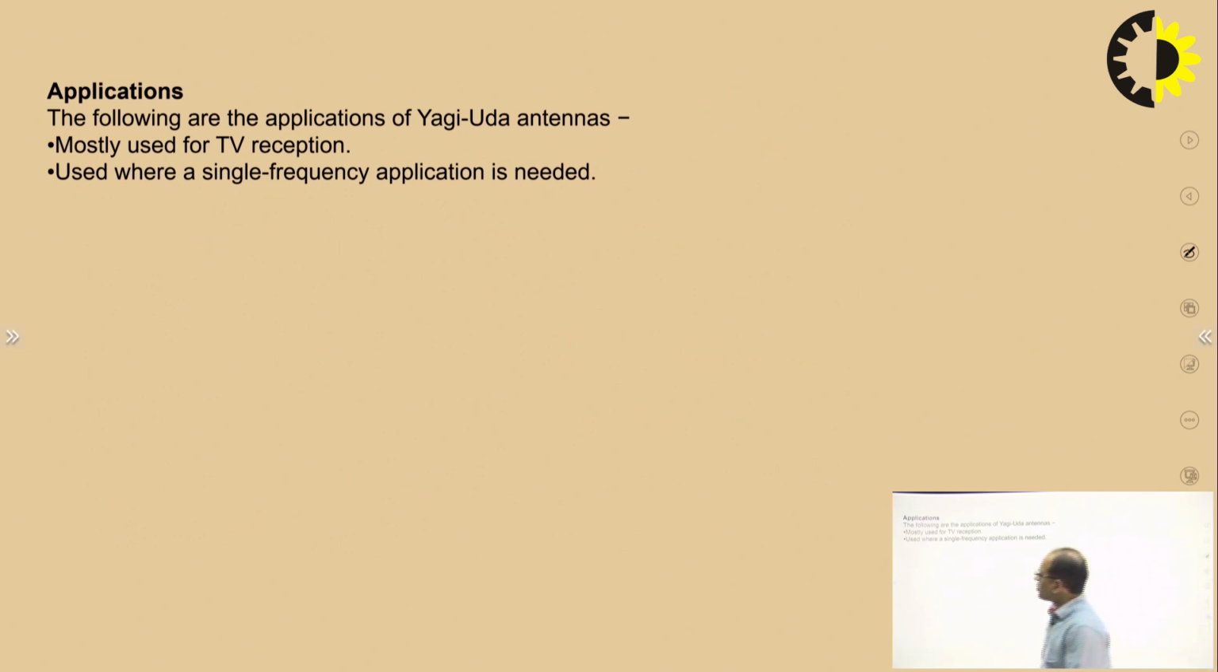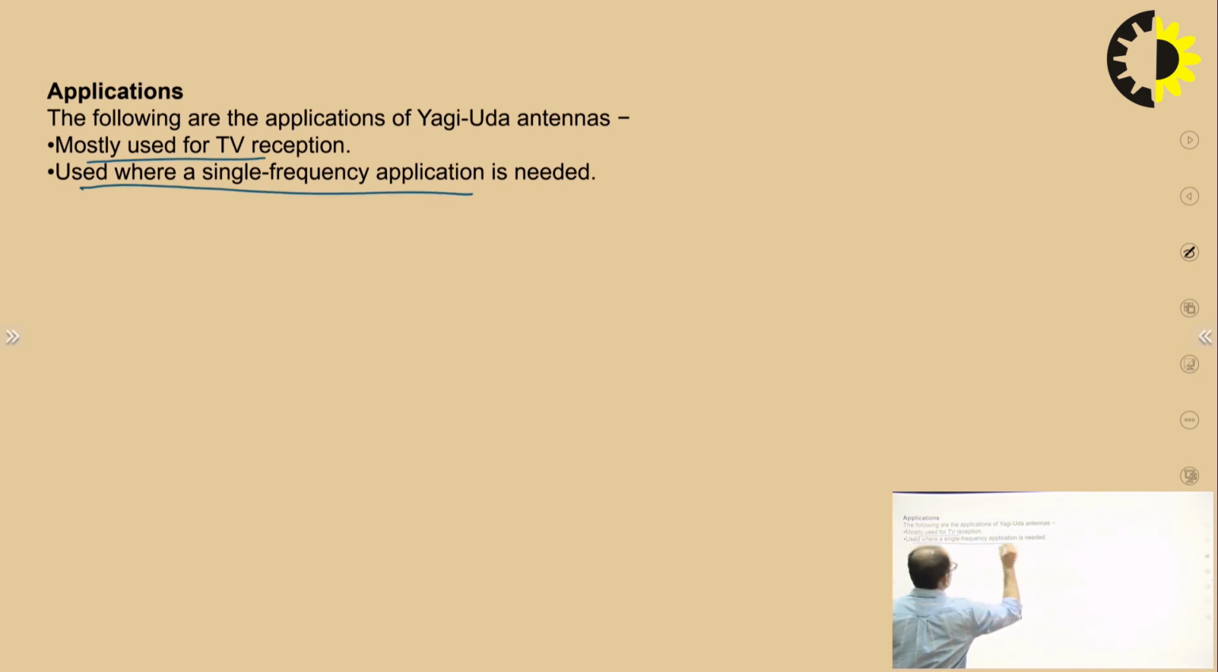The applications of the Yagi Uda antenna: it is mainly used for TV reception, and it is mainly used where single frequency operation is needed.